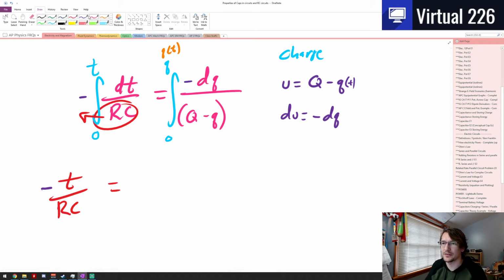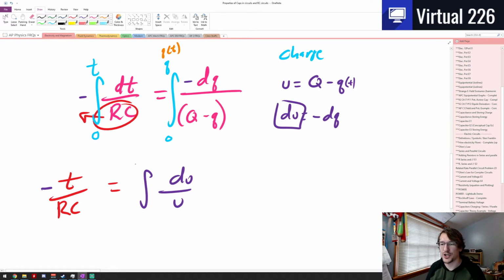Now we can rewrite this integral as the integral, and we'll talk about bounds in a second, but this is going to be negative, well, excuse me, that's not going to be negative. The negative from before is going to get locked into this du term, so it's going to be du over u, which is a very familiar integral with calculus.